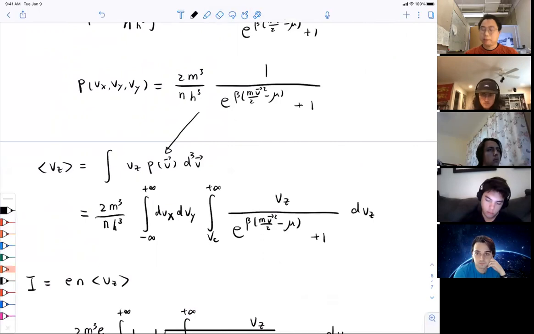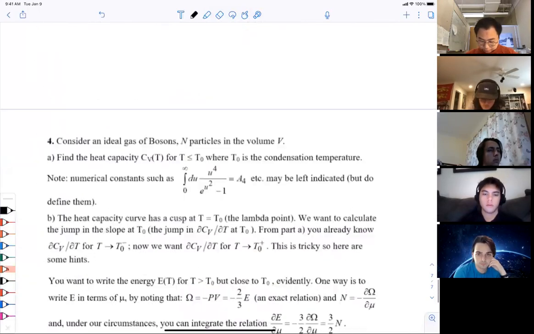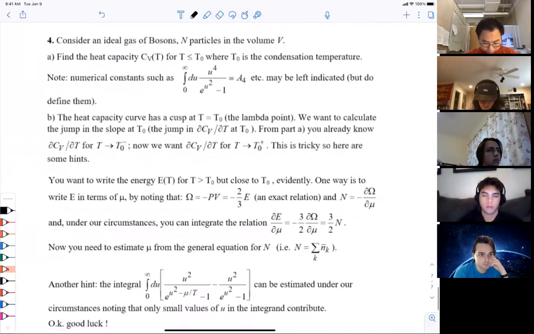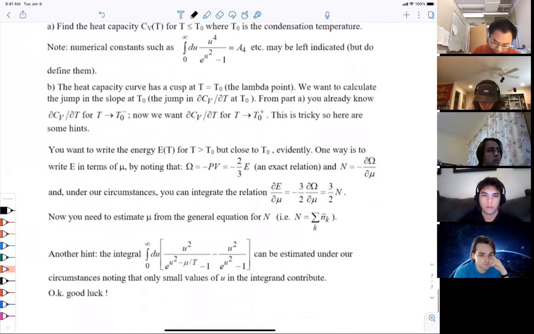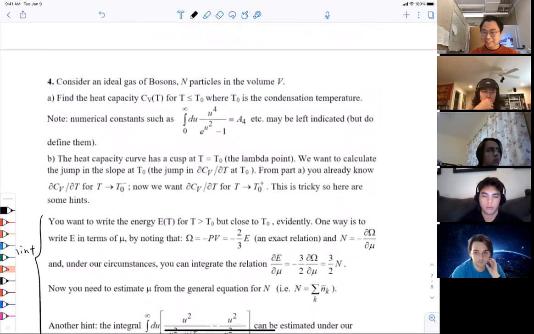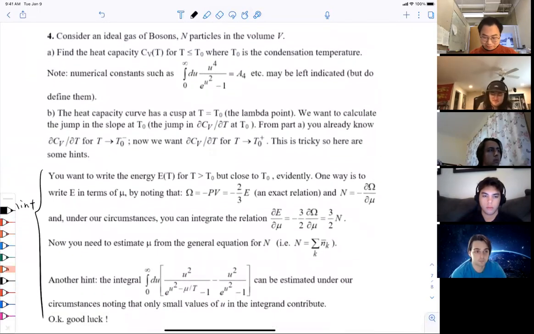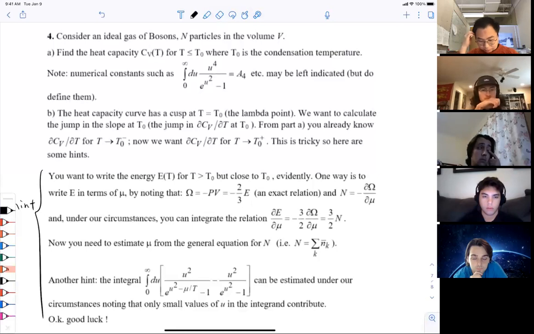Okay, sounds great. Let's look at the next problem. Okay, it looks very long, but all these parts are just hints. So you can take a look. I don't think we have time to go through it, but I will sketch the idea of how to solve it.